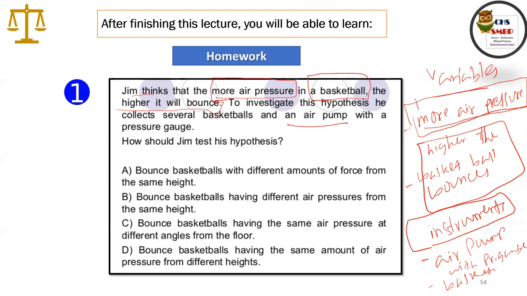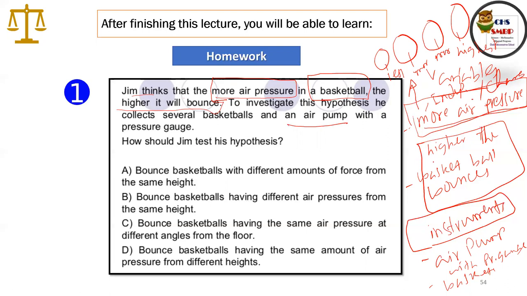So what you have to do, for example, you have four basketballs, right? You have four basketballs. So you see this basketball has less air pressure. This has a little bit more air pressure. This has a little bit more air pressure, and this has the highest pressure, something like that. So you see, you can change this air pressure variable. So it's obviously independent variable or a changing variable or manipulated variable, right?